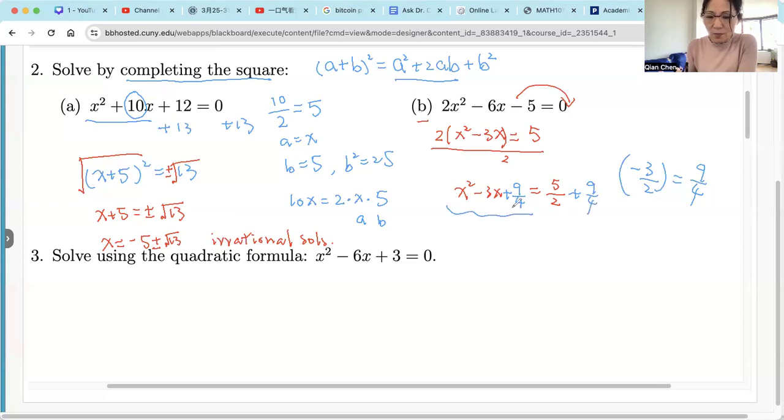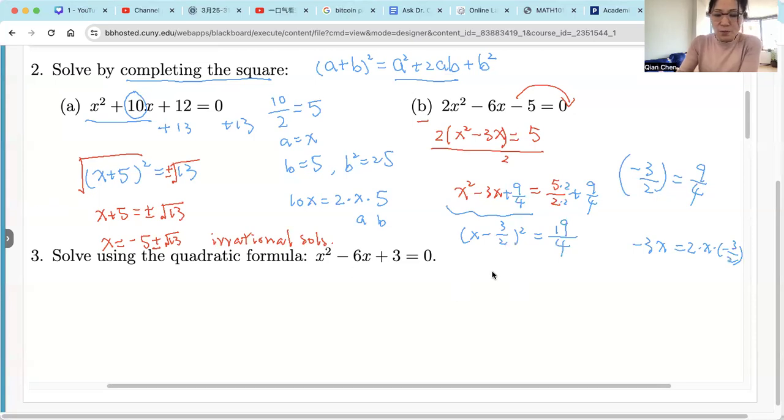And this side now becomes (x - 3/2) squared. And add those two, denominator is 4. 2 times 5, 10. 10 plus 9, 19. Right? So negative 3x is 2 times x times negative 3 over 2. You see, b is negative 3 over 2. So I have perfect square form.